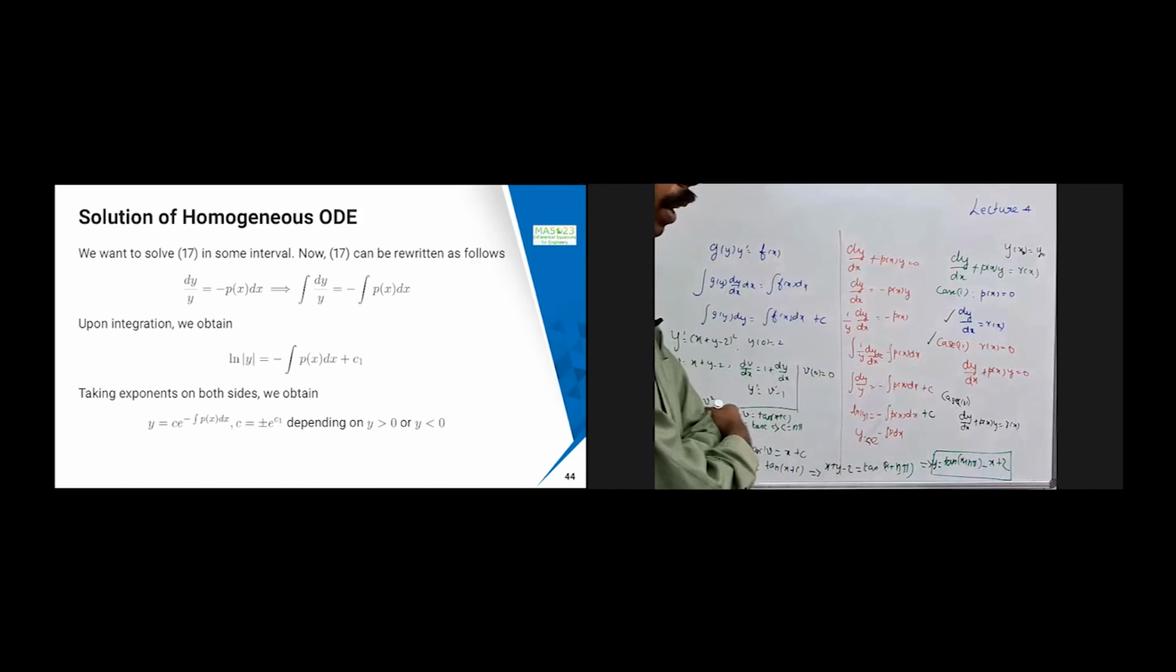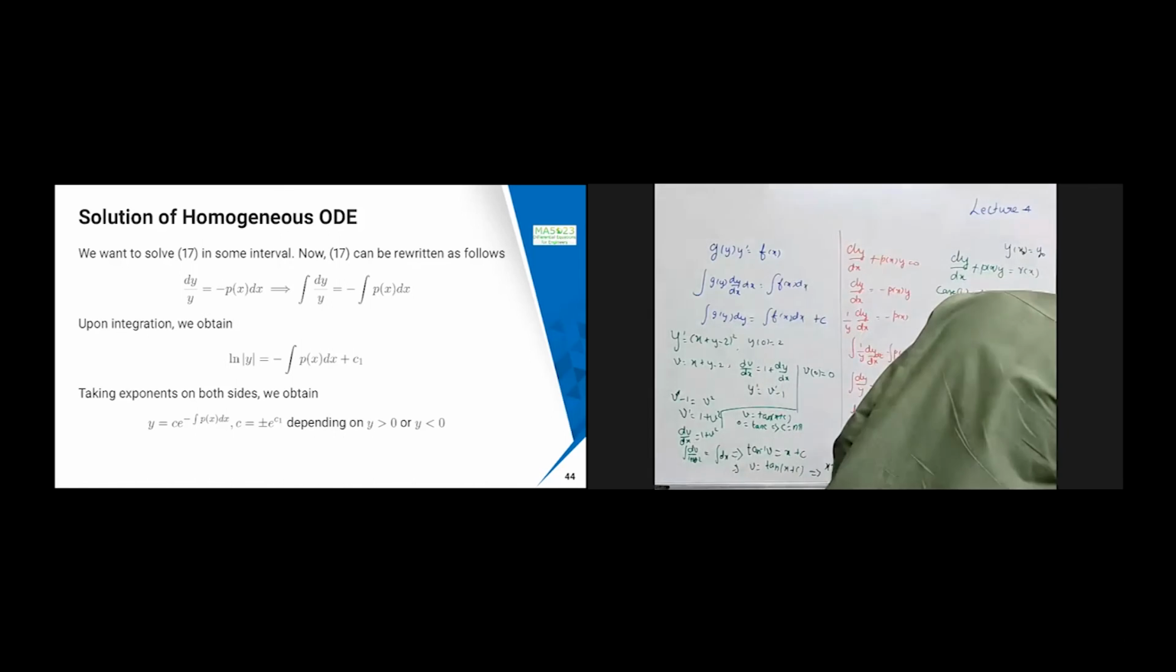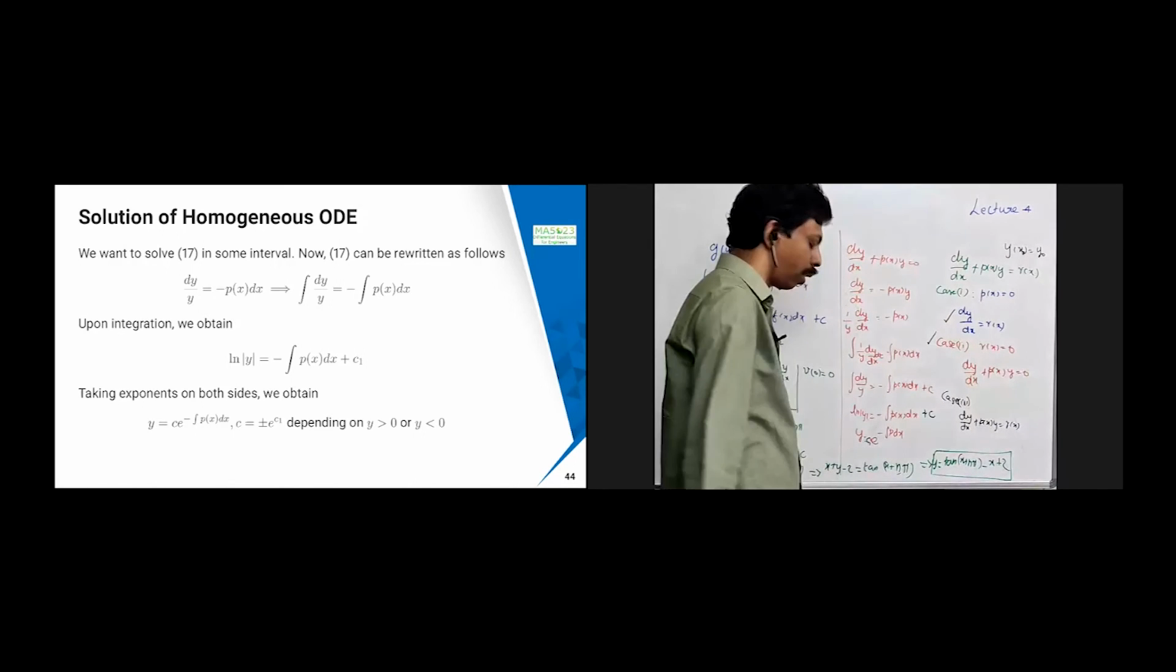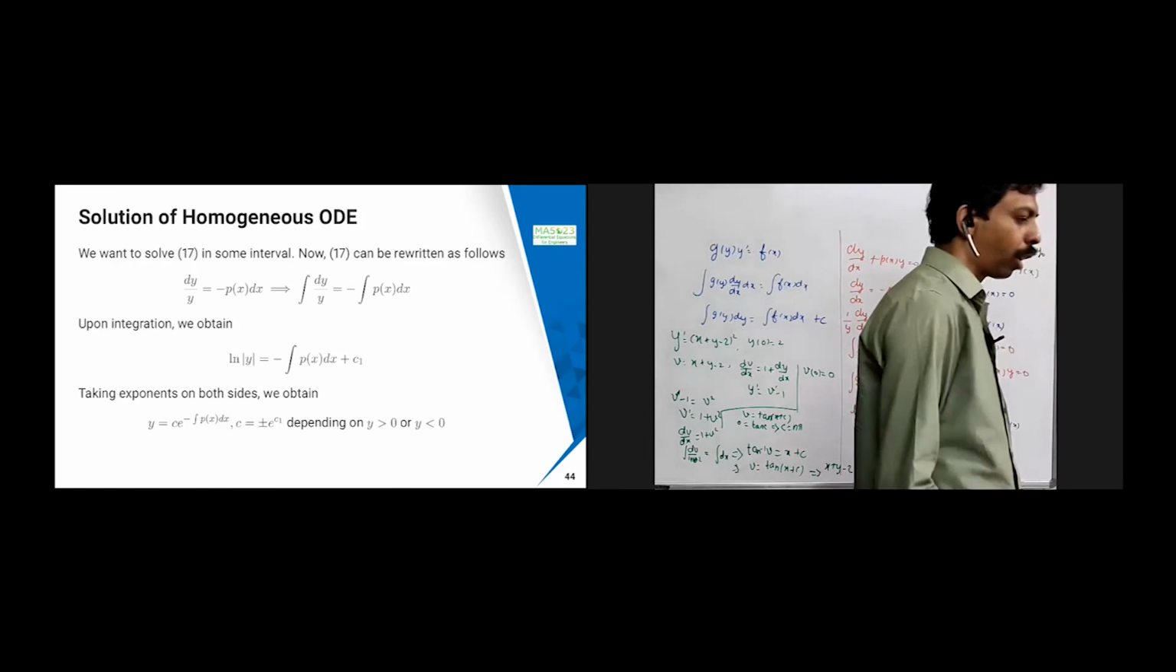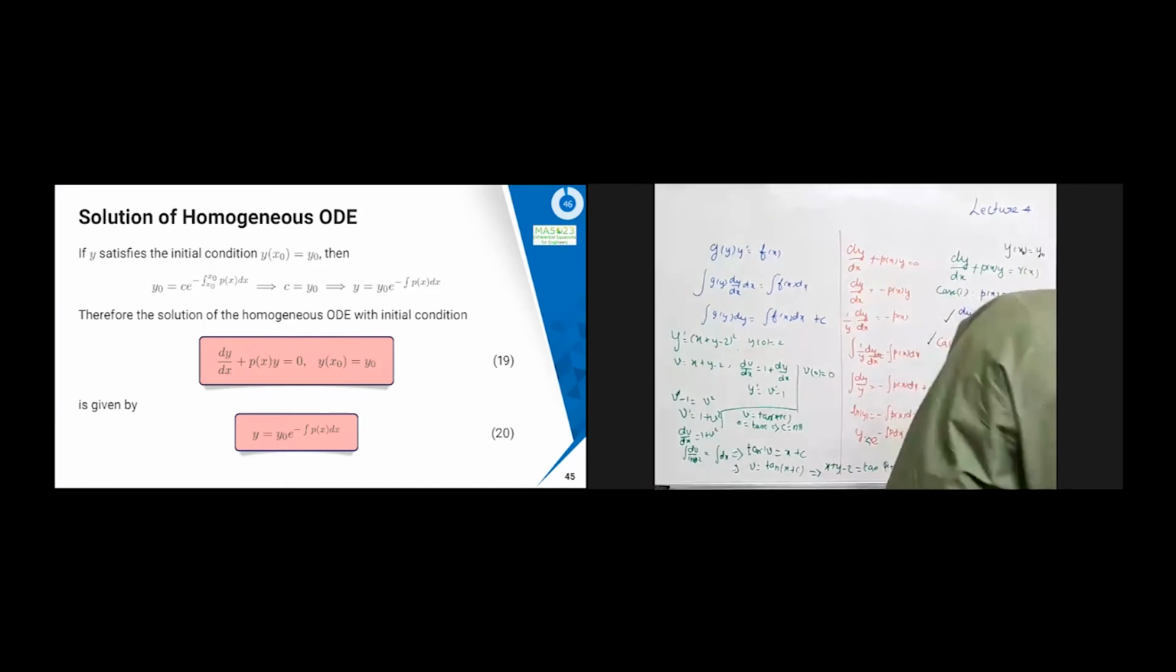Here your c = e^(c1), depending on y greater than 0 or y less than 0. You have to choose your c such that c = plus or minus e^(c1). So there are two constants, and you can just interchange them.